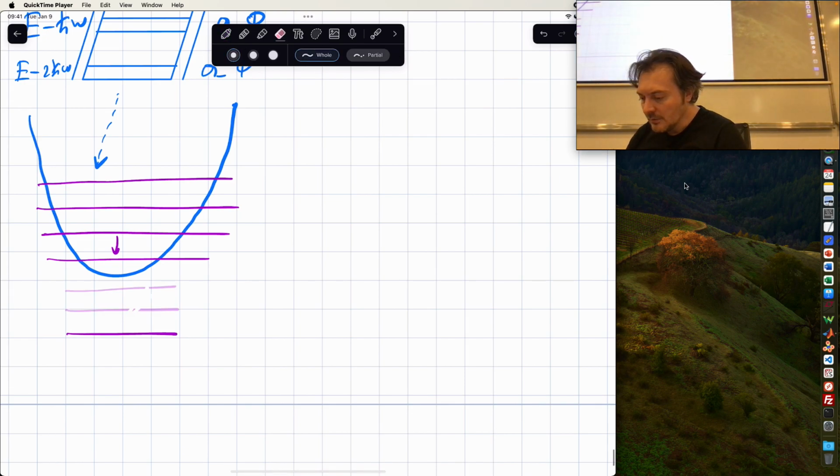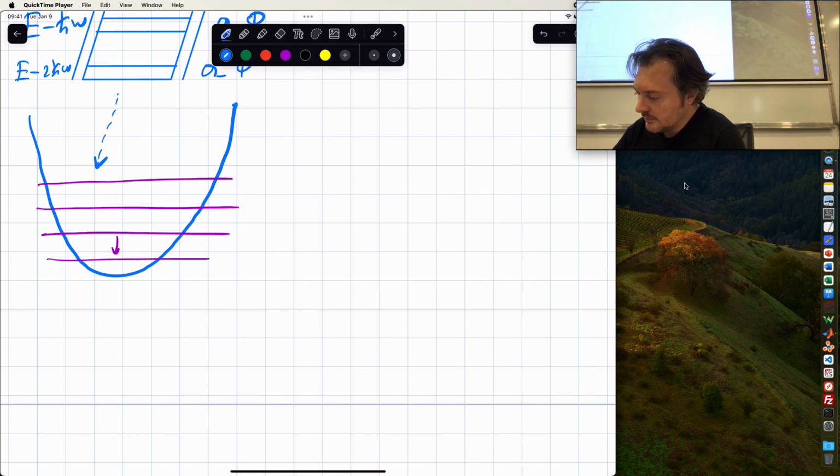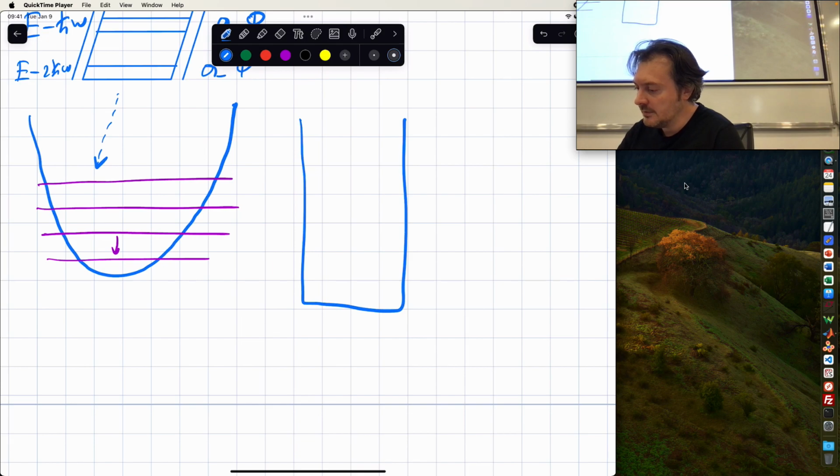But there will always be a well, right? Say it again, please. Will there always be a well? I mean, this shape. Can it go like this? Yes, it can go like that. Very good question. So it can be like this. Okay. Then you can't be here.